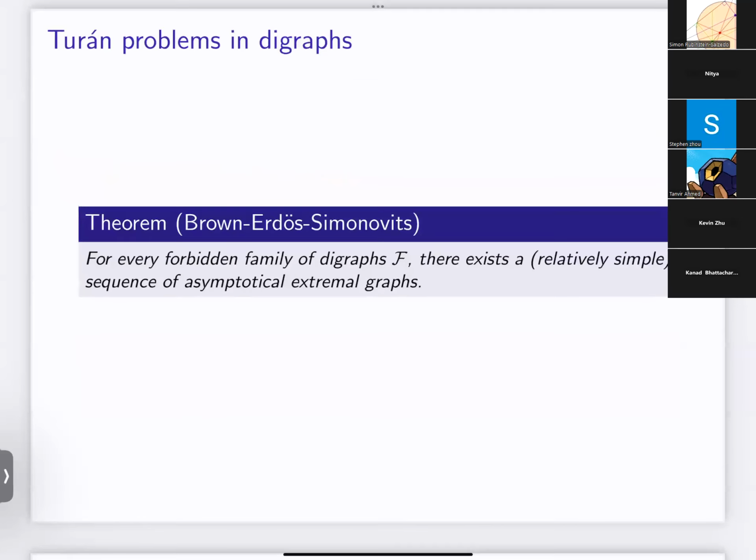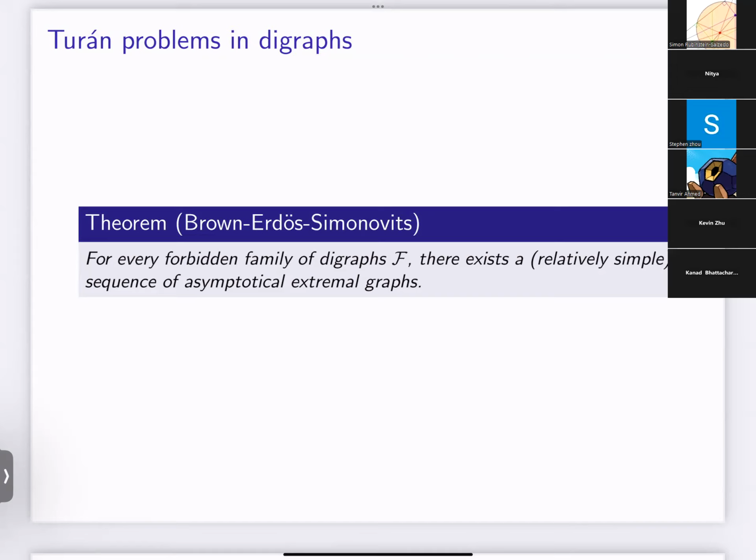Okay. And so already the story for directed graphs is maybe much less satisfying. This is the best summary I could come up with in the theorem, which is that Brown, Erdős, and Simonovits showed that for every forbidden family of digraphs, there is some, I wrote relatively simple, sequence of asymptotic extremal graphs. What does this mean?